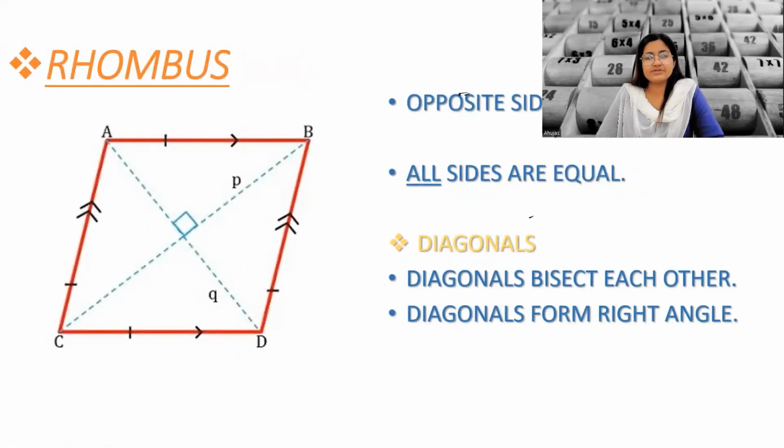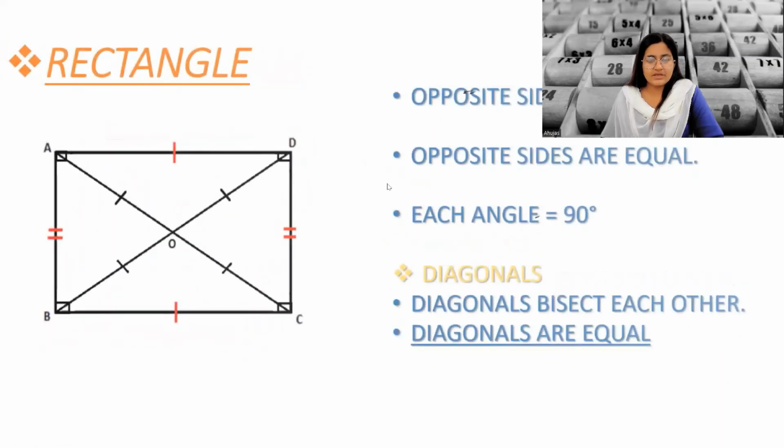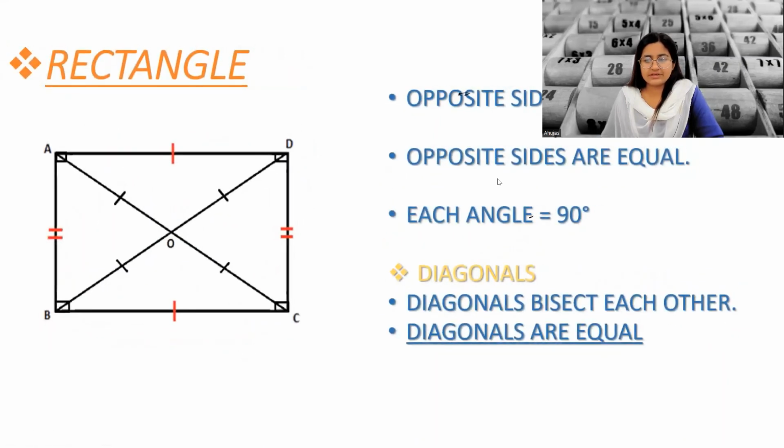Okay, let's see the rhombus. Opposite sides are equal, opposite sides are parallel, all sides are equal, and diagonals bisect each other, and as you can see here, they form a right angle over here, a right angle here. A rectangle, what is a rectangle?